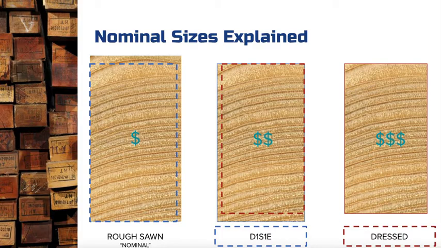And in this sense, if you look at the D1S1E and it's got the little red dotted lines on it, now it gets smaller again. It cuts the other two edges off. And so dressed timber is always smaller than nominal timber.